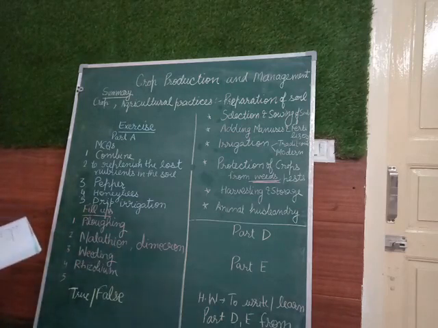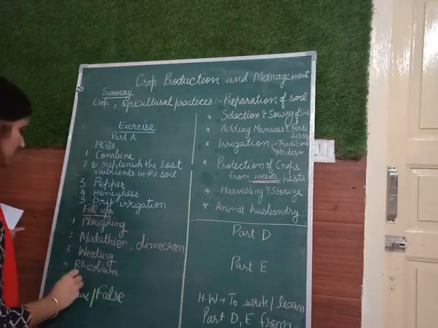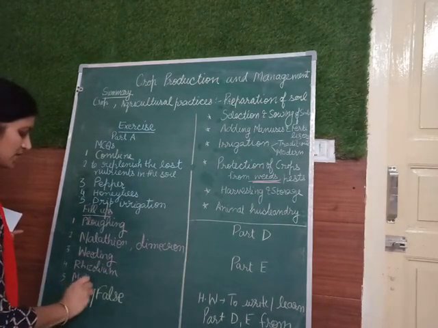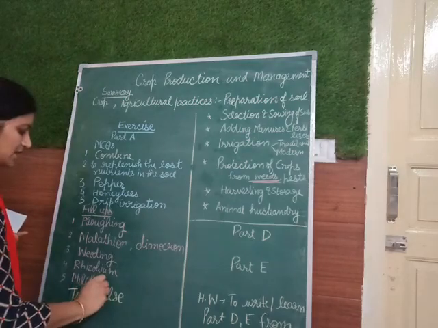Now the last fill in the blanks: milk producing animals are called. You can select from the options. Milch animals. Milk producing animals are called milch animals.